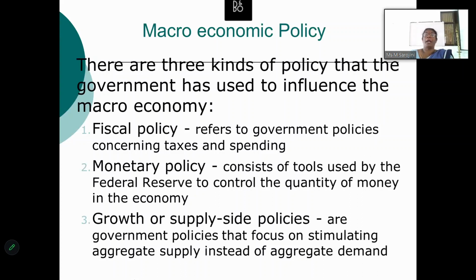Next one is the macroeconomic policies. There are three kinds of policy that the government has used to influence the macroeconomy. There are macroeconomic objectives and goals. To achieve those goals and objectives, there are some policies. Commonly, we can categorize these policies into two. The first one is fiscal policy. Fiscal policy refers to government policies concerning taxes and spending.